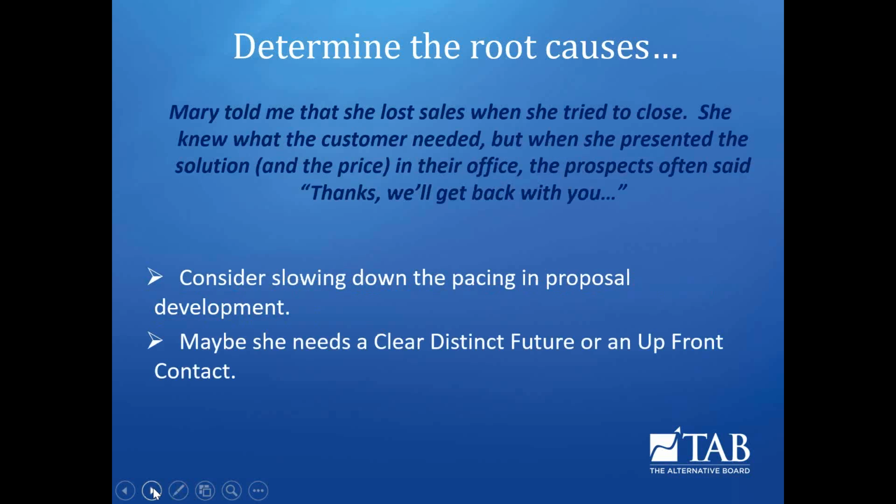And lastly, with Mary, maybe she needs to slow down the pacing of the delivery of the proposal. Maybe she's delivering those proposals far too early in the process. Maybe she needs what we call a clear, distinct future, or an upfront contract: if I give you a proposal, when are you going to make a decision? And when are we going to follow up so that I learn about your decision? And if I don't hear from you by that day, you'll take my call the next day. So that's a potential root cause, is her lacking a clear, distinct future when she's delivering those proposals.